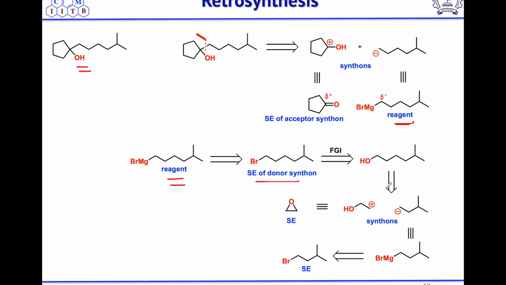Now for this alcohol, if we think about this C-C bond disconnection, it leads to this acceptor synthon and this donor synthon. Easily we could think the synthetic equivalent is an epoxide for this beta-hydroxy carbocation type of acceptor synthon, and the donor we could get from another Grignard reagent. And for this Grignard reagent, the synthetic equivalent is the corresponding bromide compound. So it is very simple.